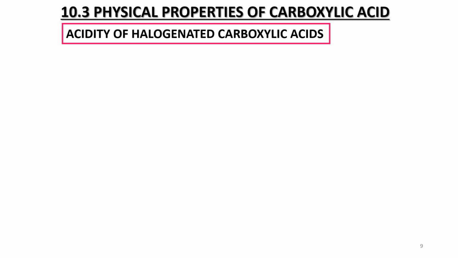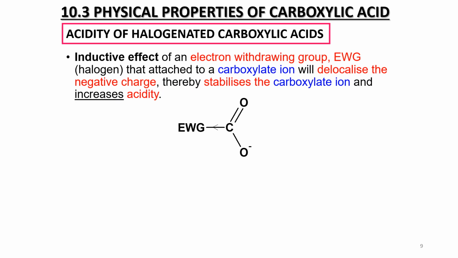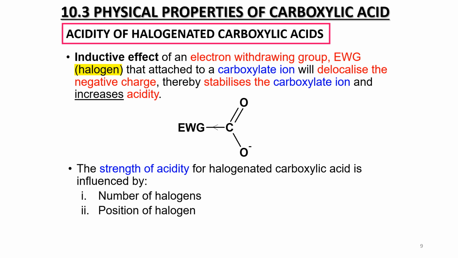Now, we look at the acidity of halogenated carboxylic acid. Inductive effect of an electron withdrawing group that is attached to the carboxylate ion will delocalize the negative charge, thereby stabilize the carboxylate ion and increase acidity. The strength of acidity for halogenated carboxylic acid is influenced by two factors. The first one is number of halogens, and the second one is position of halogens.